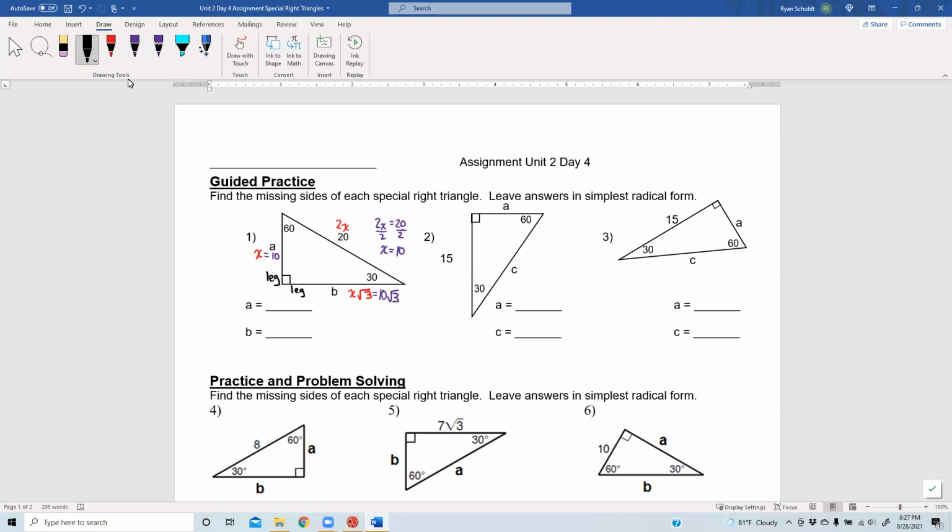So now, what's A equal to? A equals 10. B equals 10 square roots of 3.